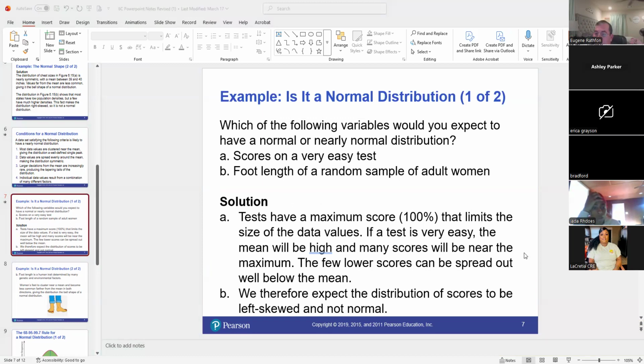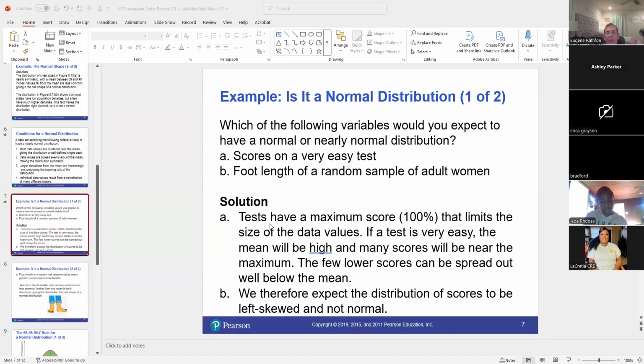Let's see, y'all are saying B on that one. Let's look, the foot length of a random sample of adult women. Yeah, I would probably think that'd be the one too, Jada, because you're going to have that average and a few of them will probably be a little lower and a few of them a little bit higher.